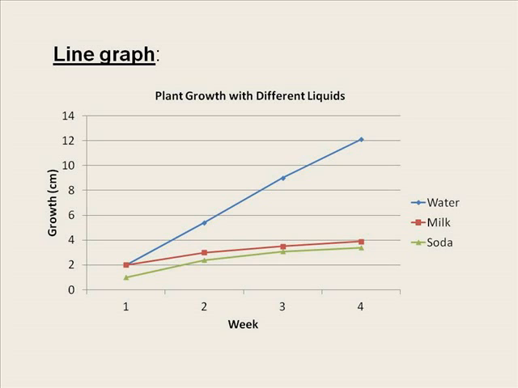Here, in a graph, it should be even easier to see what our data showed. The blue line, which represents the plant watered with the water, is the highest line in our graph. So graphs are a really quick picture to get an easy idea of what our data is telling us.